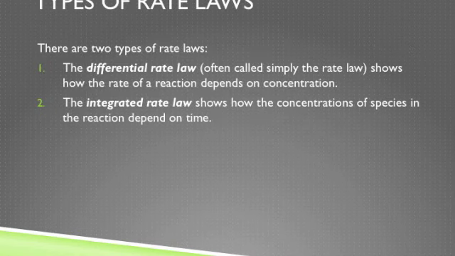There are 2 types of rate laws, or ways to determine rate order. The first one is the differential rate law, and this one is simply just called the rate law most of the time. It shows how the rate of a reaction depends on concentration. So how fast the reaction goes depends on the concentration of the reactants that you started with. The second type of rate law is called the integrated rate law, and this shows how concentrations of species in the reaction depend on time. So how long has the reaction been occurring before we can determine what the concentrations of the reactants are? So they're definitely related, but they have a different perspective.